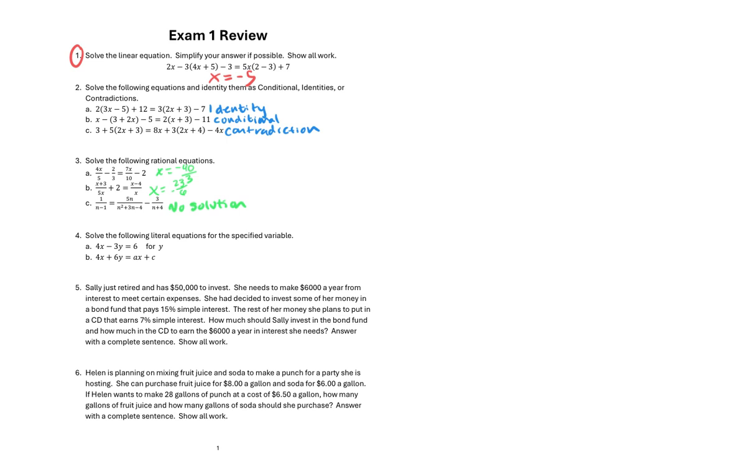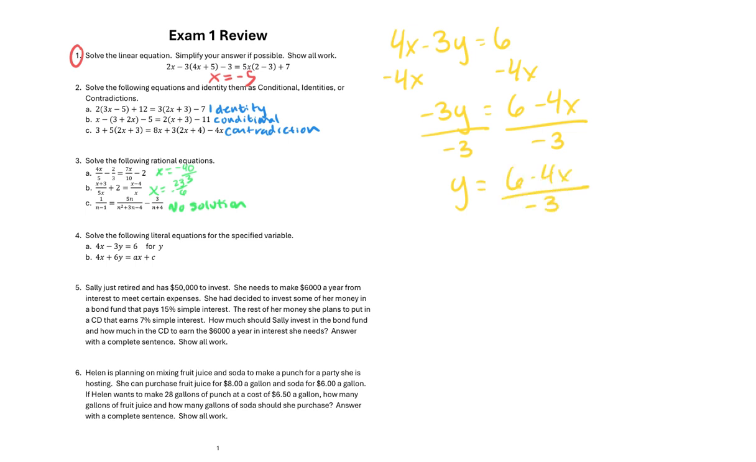Our next one is asking us to solve the following equations for a specified value, which is y. So our first one is 4x minus 3y equals 6. And we want to solve this for y, so we want to get y alone. So first we're going to subtract 4x from both sides. We have negative 3y is equal to 6 minus 4x. Then we can just divide by negative 3. And we get y is equal to 6 minus 4x over negative 3.